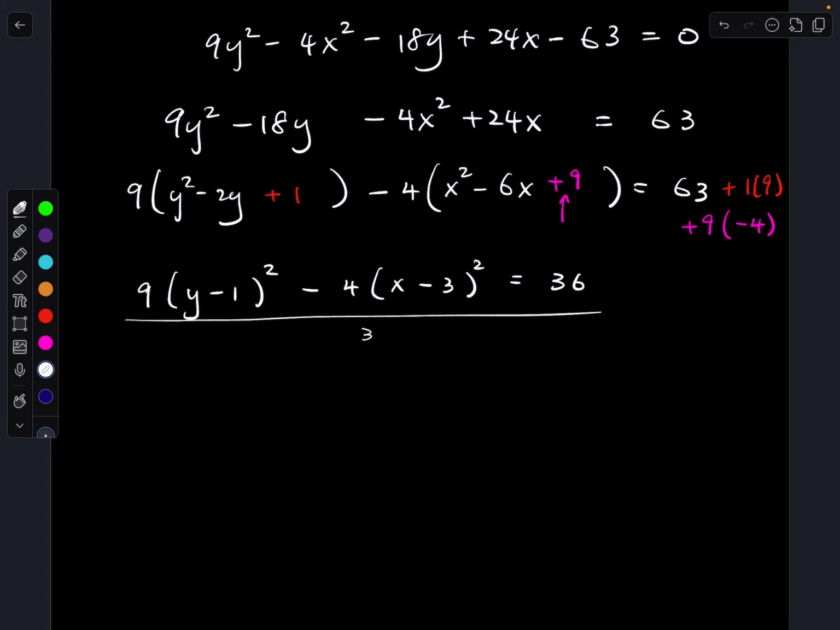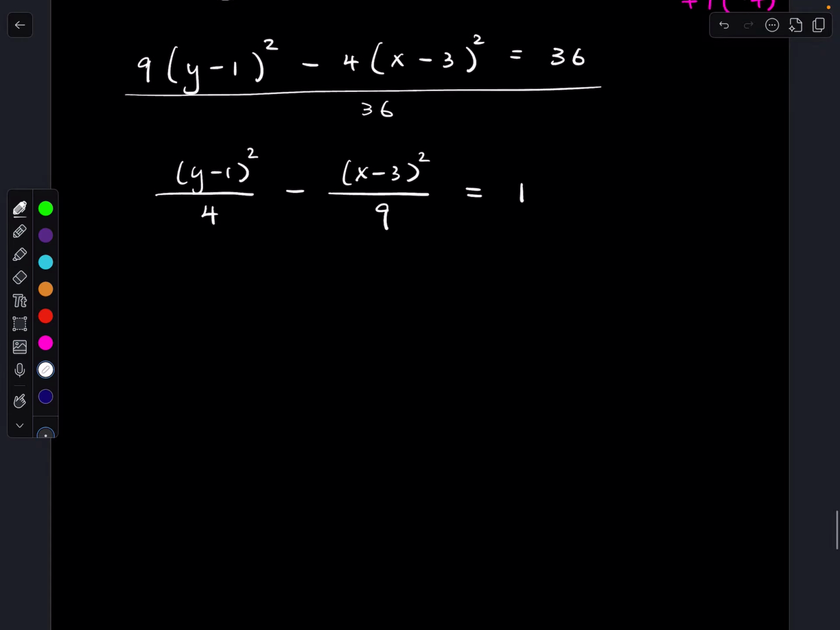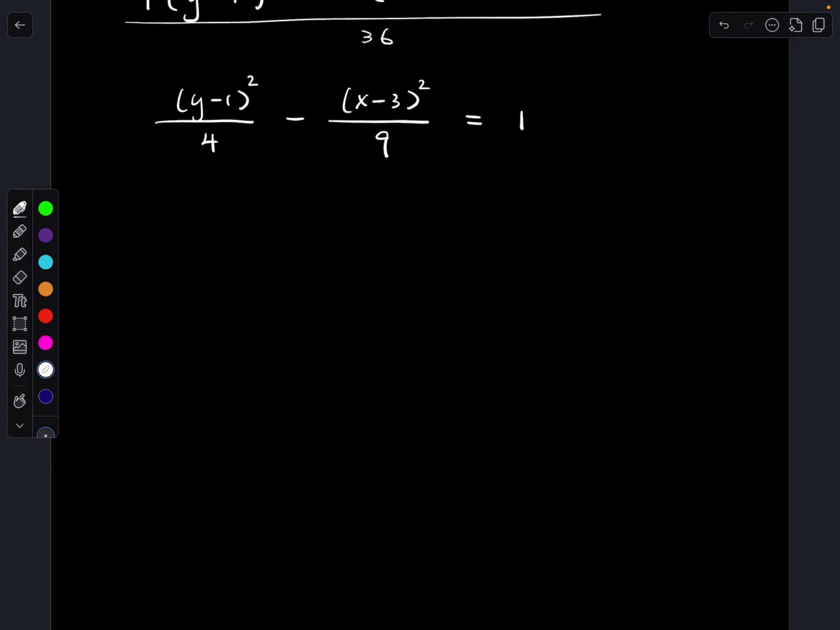Again, we divide everything by 36. We have y minus 1 squared over 9 divided by 36, on the bottom is 4, minus x minus 3 squared over 9 equals 1. Now again, this is a hyperbola because there's a minus between the x squared and the y squared. The front number will be your a squared. It doesn't need to be bigger. In this case, it is smaller, which is fine. a squared equals 4.